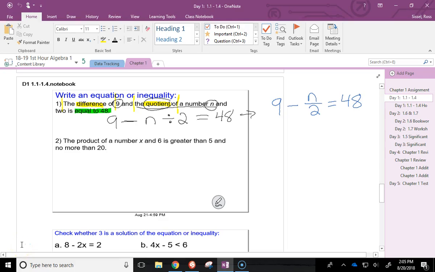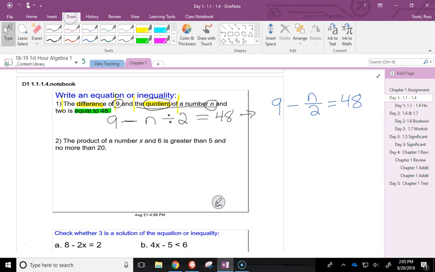Okay, so because class got out a little early, before we finished, I'm going to go ahead and finish up these last part of our notes to help you out. So, when we're finished with that equations or inequalities, I'm going to go ahead and continue on number 2. And same thing as we've been doing online, look for our keywords. So, number 2, the product of a number x and 6 is greater than 5 and no more than 20.